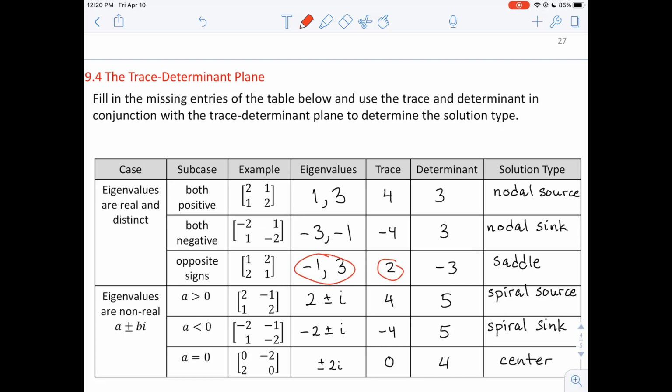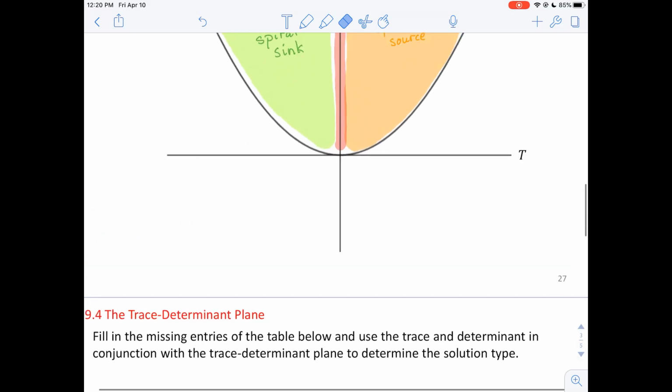I don't necessarily know what the trace is going to be, right? It depends on which number was larger in absolute value. The trace could be positive or negative in this case. But what I do definitely know is that the determinant will be negative, because the determinant is found by multiplying the eigenvalues. And if the eigenvalues have opposite signs, then the determinant is going to be negative. So if you have a negative determinant and a positive discriminant, then you're going to have saddles.